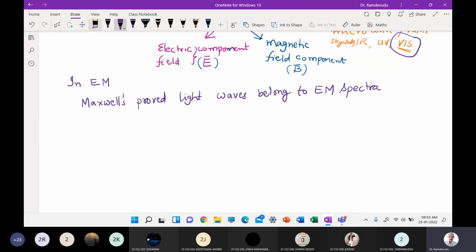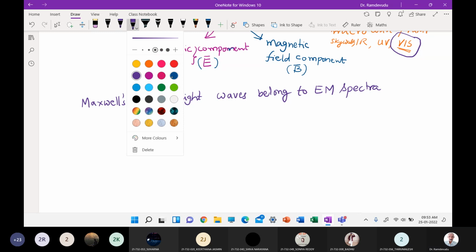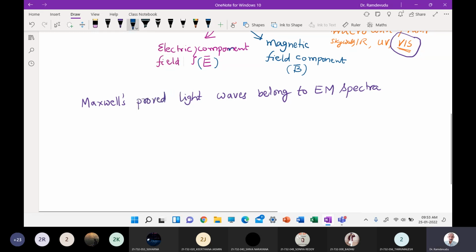Therefore, we say that EM waves have E and B. I write here, in EM waves, the important thing is that EM waves are transverse in nature. Transverse.